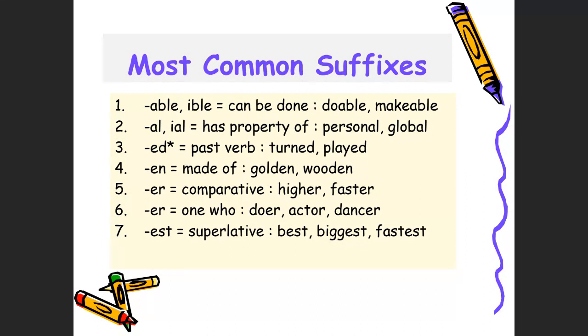Ya chicos, veamos los ejemplos. With -able or -ible. Preventable, likable. Perfect. With -al or -ial. Fictional. Good. Influential. Very good. With -ed, it can be any regular verb in past, with the -ed.